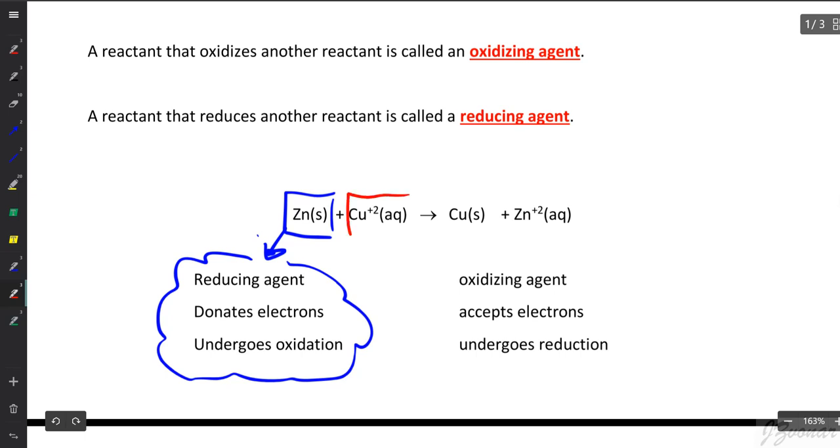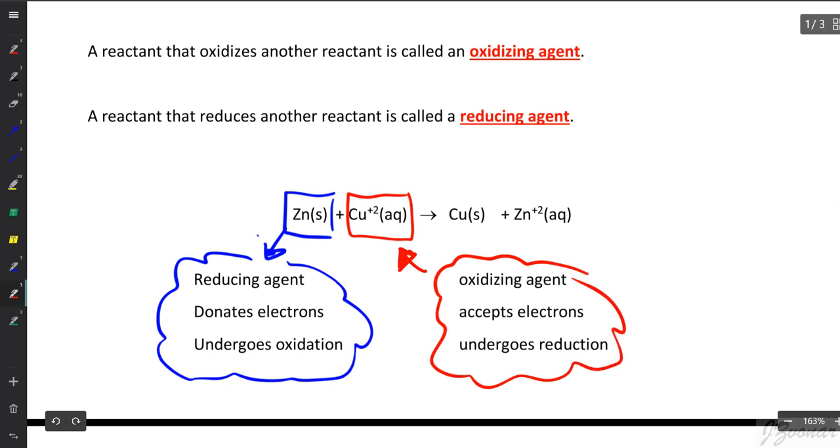While my copper 2 ions is the oxidizing agent, which is accepting the electrons and undergoing reduction. All right, so it's very important in this first section that we understand and know all of our terminology.